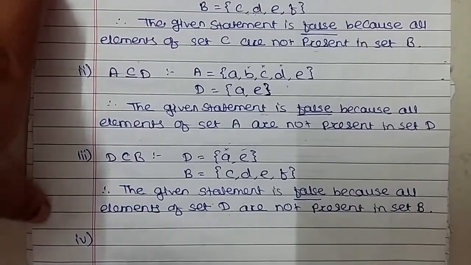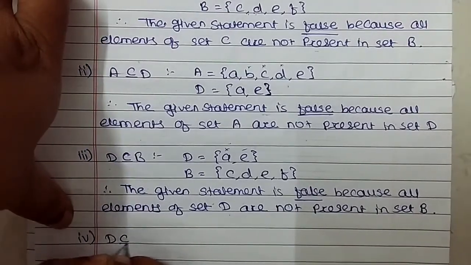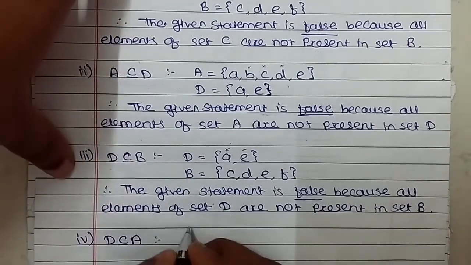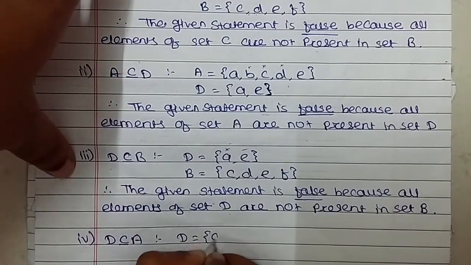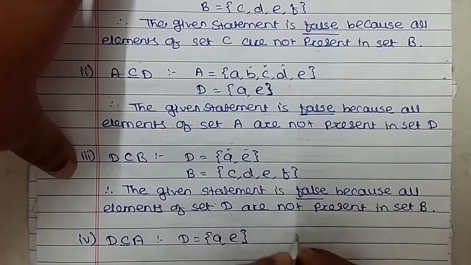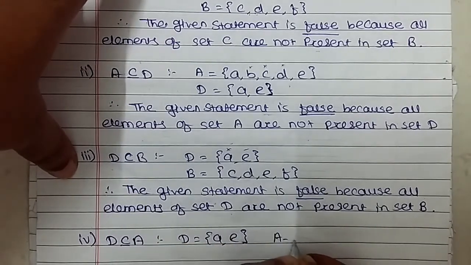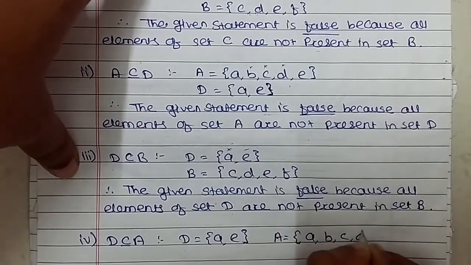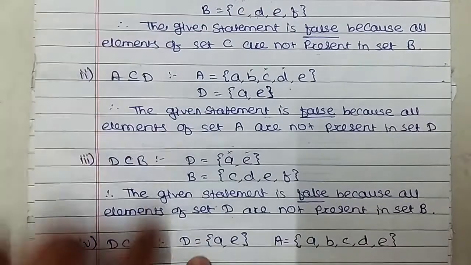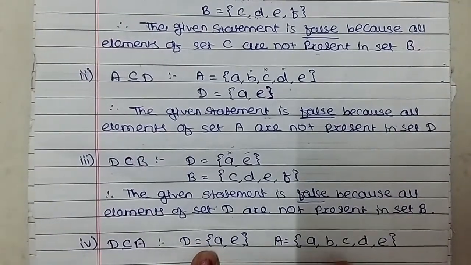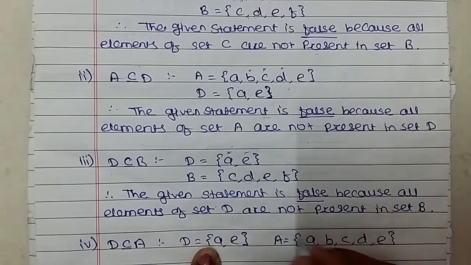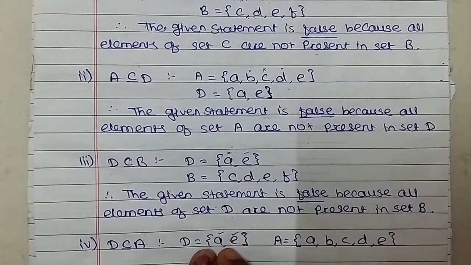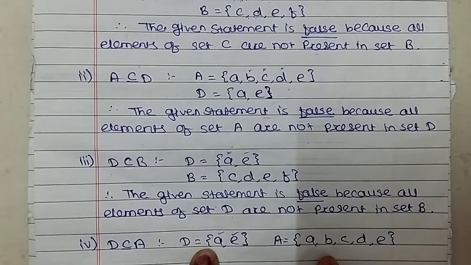Then the fourth, what is the fourth here? That is D is a subset of A. So check this. Write down the D set: A, E, and write down the set A: A, B, C, D, E. Check whether all elements of D are present in A or not. A is present, E is also present. So therefore all elements of D are present in set A.